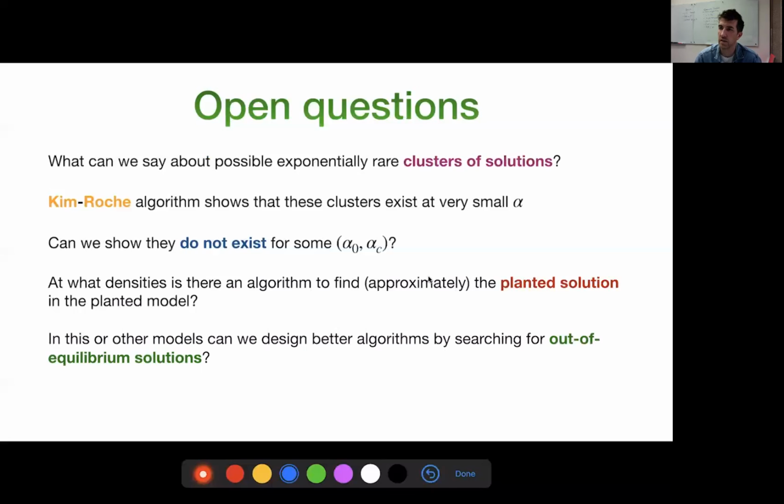This really would call into question a lot of arguments we make about typical solutions explaining algorithmic barriers. So maybe the answer is no, maybe it's yes, but I think this is a really important question to look at. Finally, a scaling window. It'd be great to understand the scaling window in this or other random CSPs.